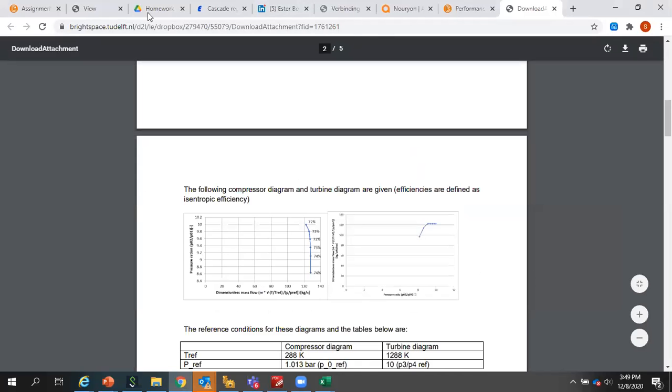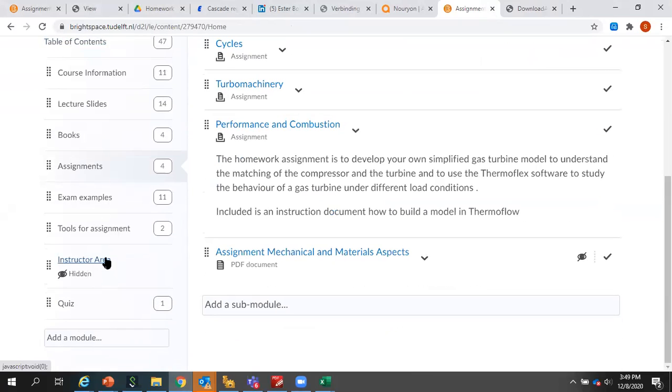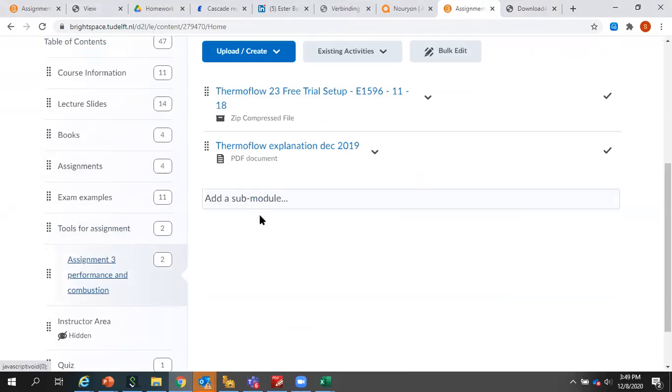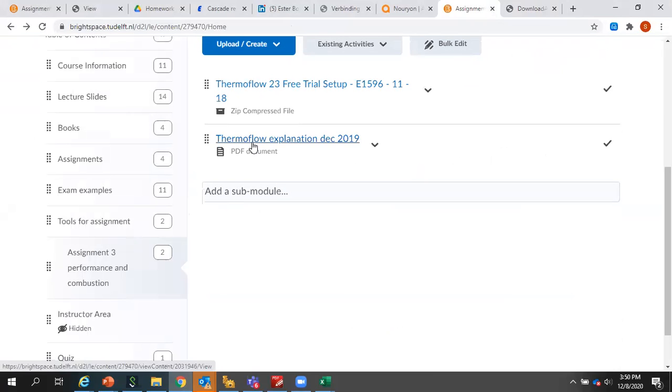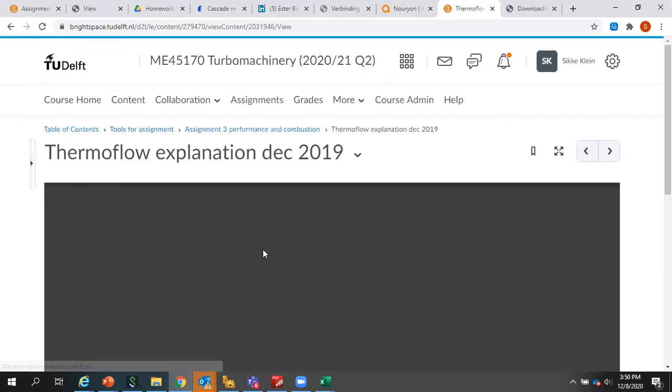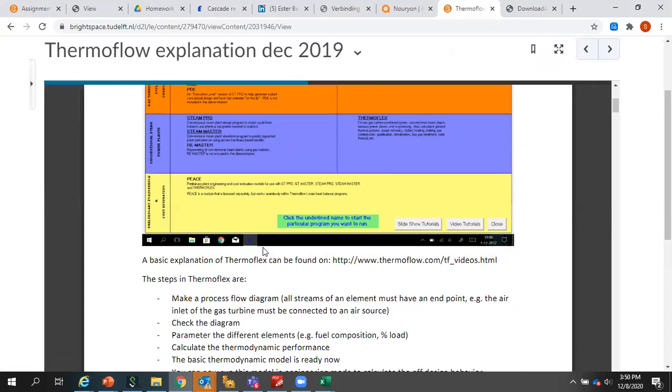So if we go one back, wait a minute. Content. If you look here, we included tools for assignment, assignment 3. Forms and calculation. We have the Thermoflow 23 free trial setup. You can download this zip file, decompress it, and install that on your computer. There is a brief explanation also included here on how you can use Thermoflow. Just a short explanation about Thermoflex and how to do it.